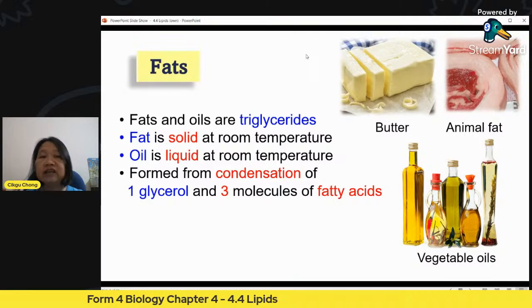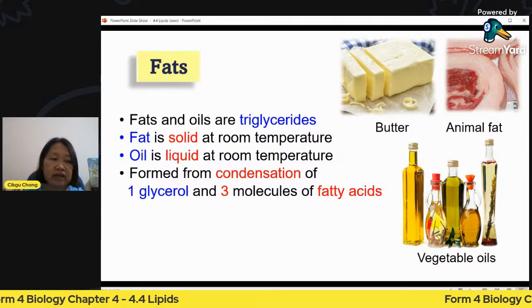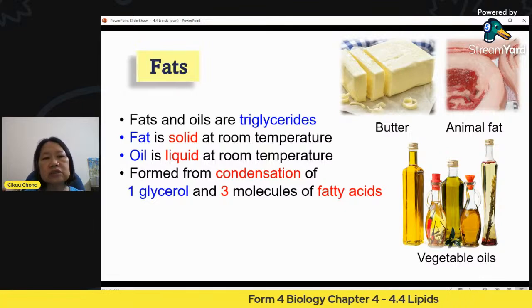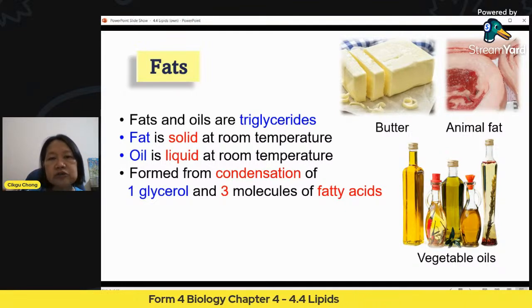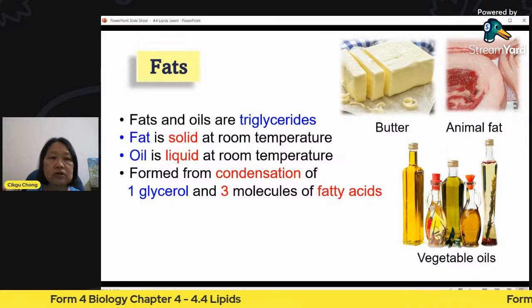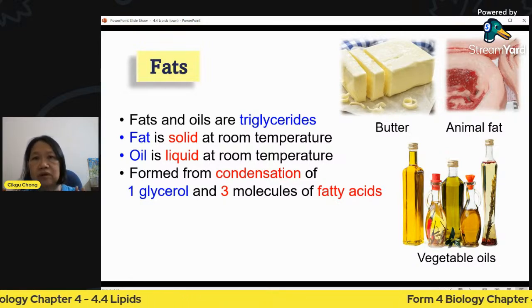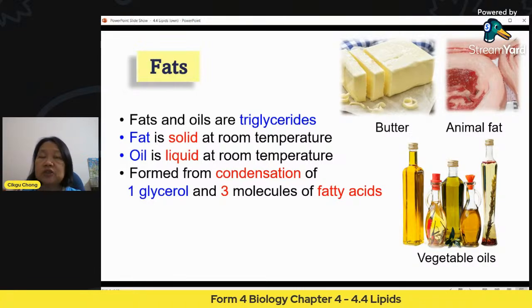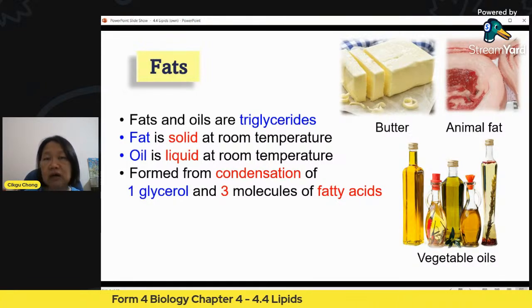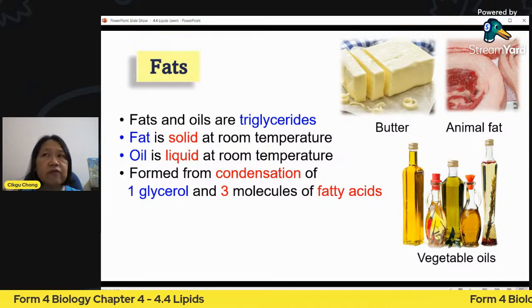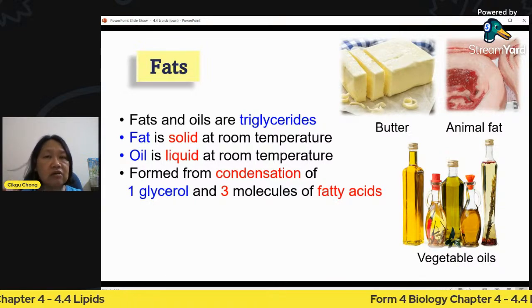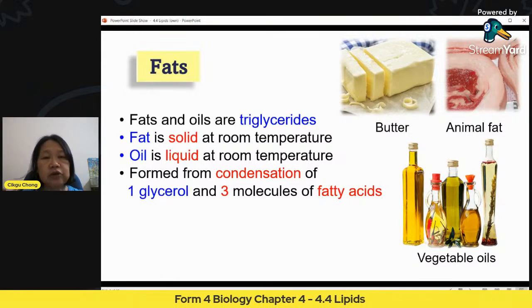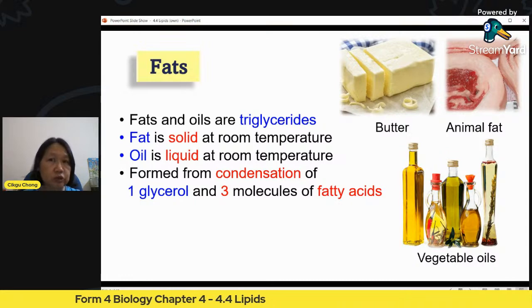Now, why do you call them triglycerides? As the word suggests, tri means 3. So there are 3 molecules of fatty acid joined to 1 molecule of glycerol. The name of the process that joins them together is called condensation. It is very similar to what you've learned about carbohydrates, how to form polysaccharide from monosaccharide. The process is called condensation as well. So what happens is 1 molecule of water is removed.